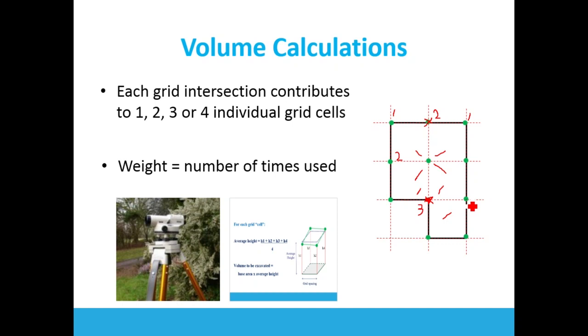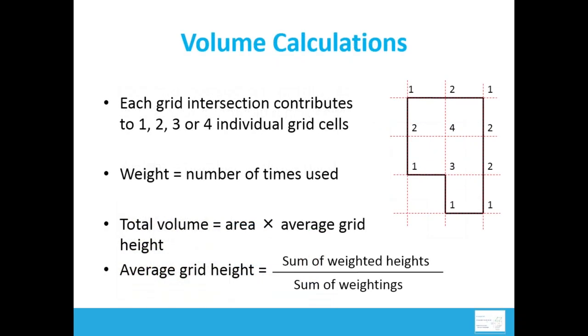For this one, it would be 2. We have 1 square here and 1 square here. For this one, it would be 1. We have just 1 square here. So these are the weights. Now we found all the weights. The weight of this intersection point is 1, here 2, 1, 2, 4, 2, 1, 3, 2, 1, and 1. So now we have allocated weights for each intersection point.